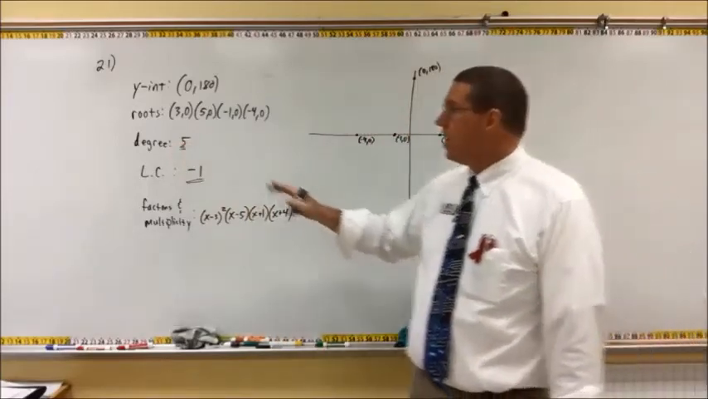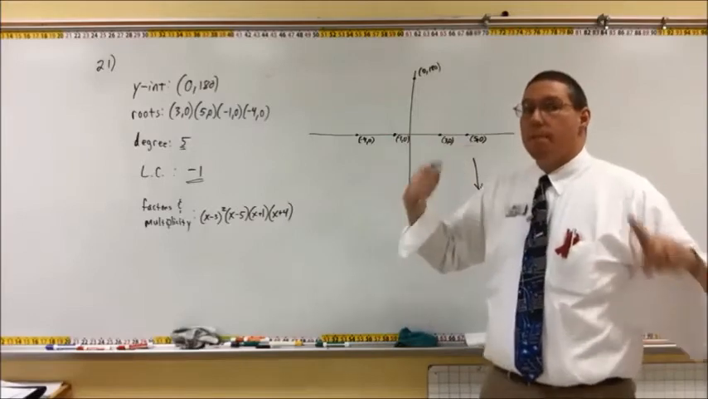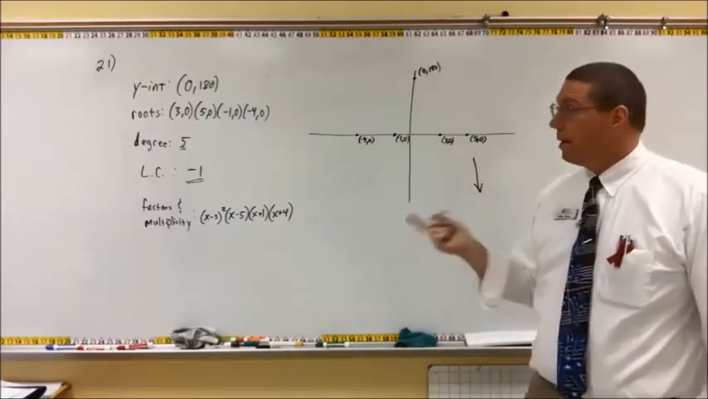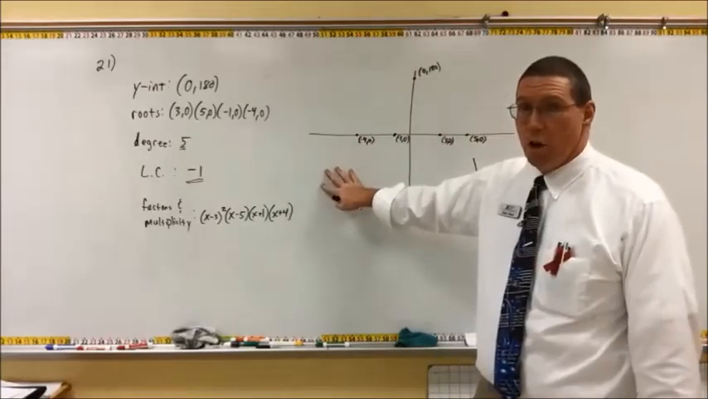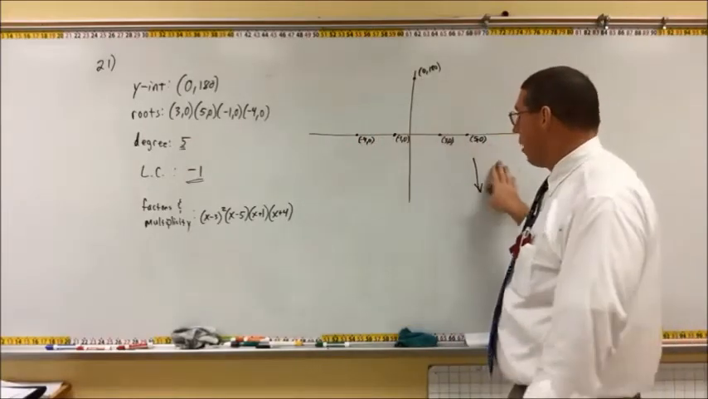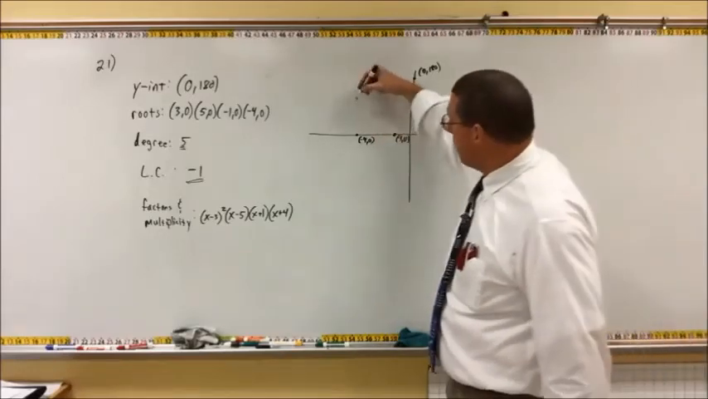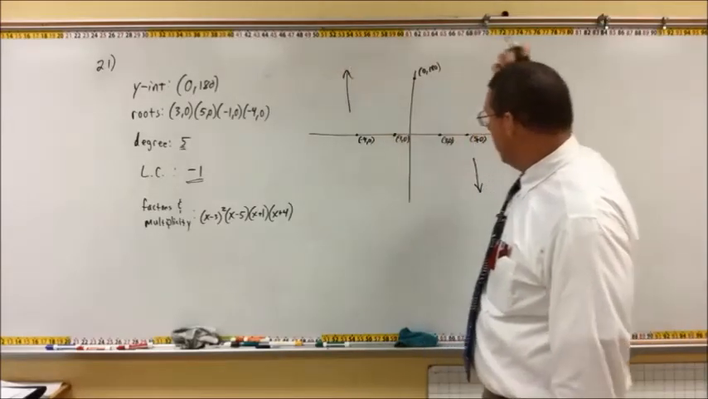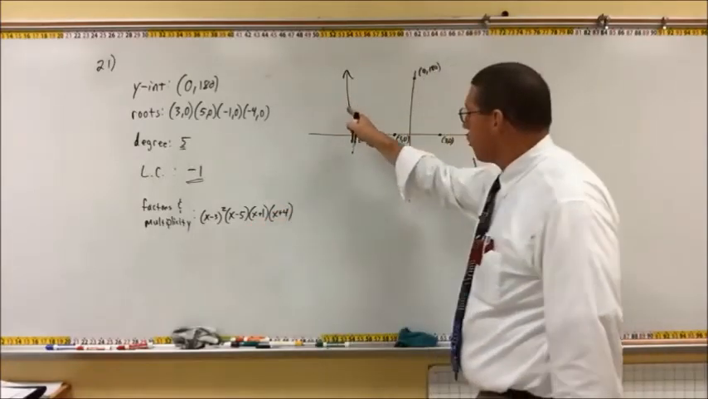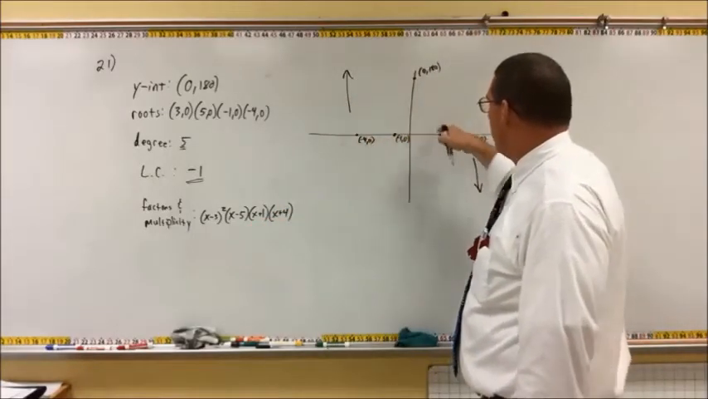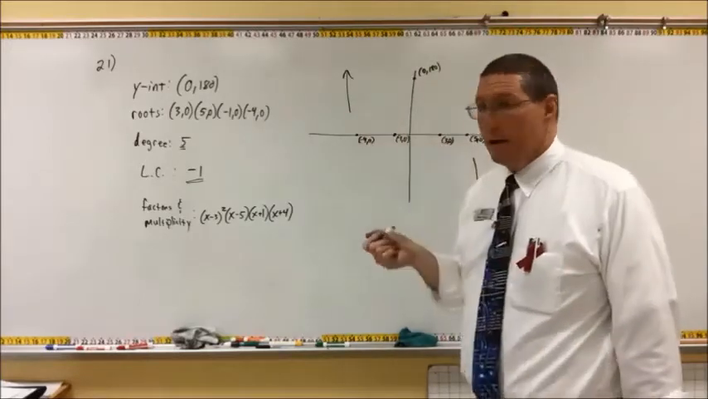When the degree is even, that means the left side does the same thing as the right side. But here, the degree is odd. So the left side is going to go the opposite direction from the right side. So if the right side is going down, the left side is going to go up. So I'm going to put an up arrow here. Now, all we have to do now is thread through all the points and match this arrow up to this arrow.